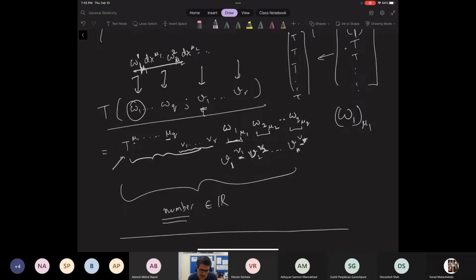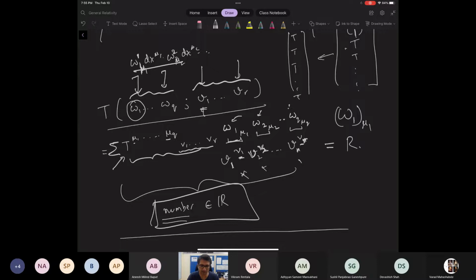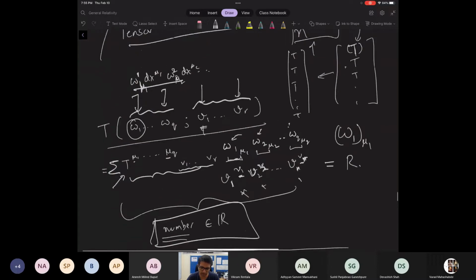Okay, so there's only one tensor. There are many dual vectors and many vectors that I'm supplying as input. And the summation over all mu's and nu's is now just going to yield a single number, which belongs to the real numbers. So this is exactly what we expected. The tensor acting on q dual vectors and r vectors should give me a real number. That's how we define our tensor. Okay, so I hope this idea is clear.